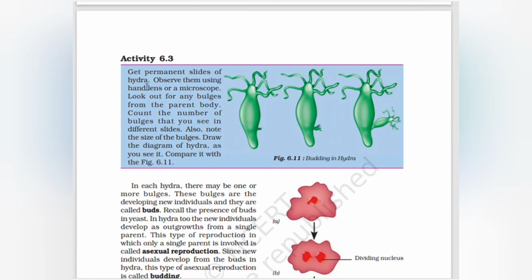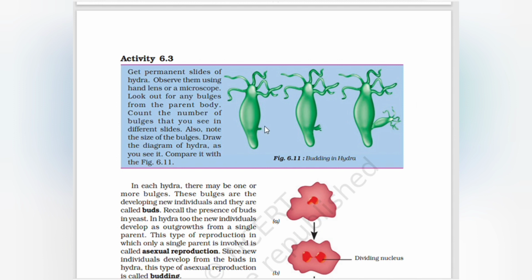Get permanent slides of hydra. Observe them using a hand lens or a microscope. Look out for the bulges from their parent body. Count the number of bulges that you see in different slides. Also note the size of the bulges. Draw the diagram of hydra as you see it. Compare it with the diagram.